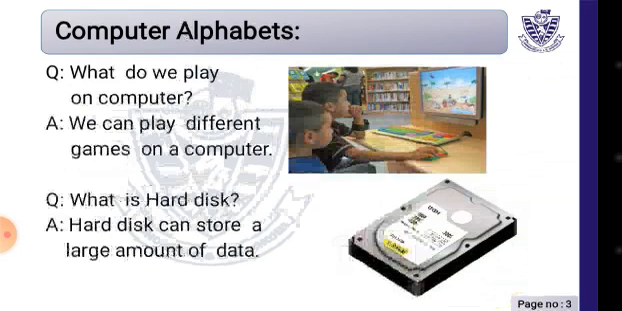The next question is, what do we play on computer? Students, you will read all these definitions in your book, page number 3. You have to learn all these definitions. We can play different games on computer.